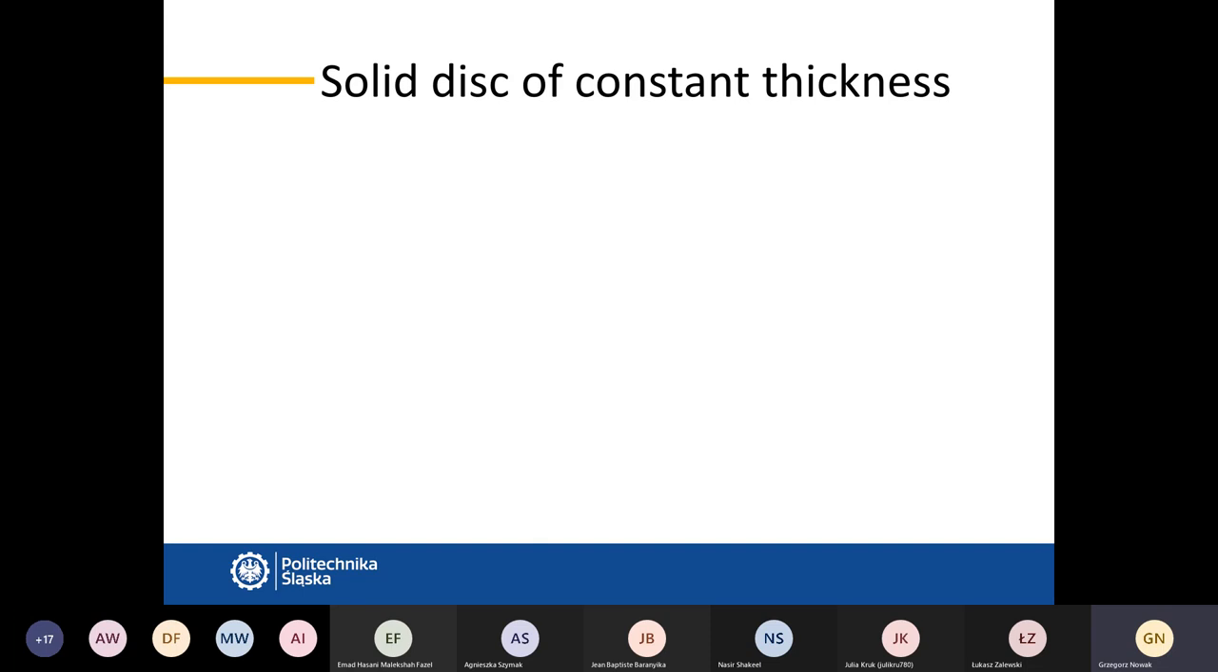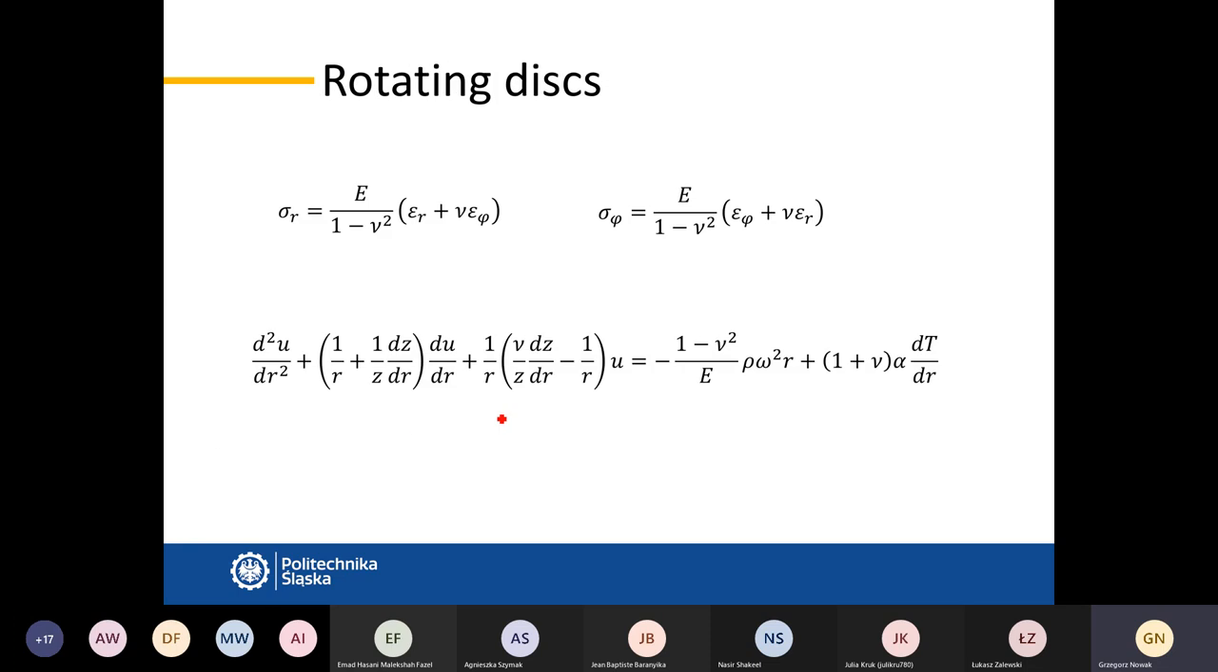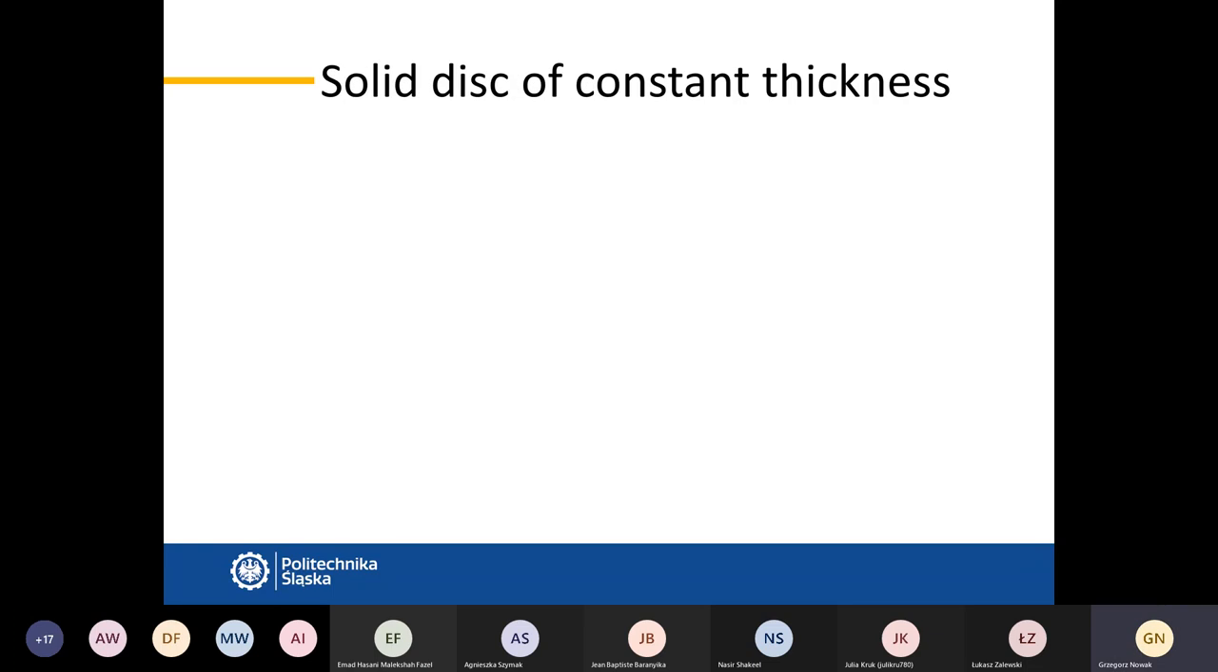Let's say we have a solid disk with constant thickness. So this is our disk. This is the axis of rotation. So the diameter is, of course, 2 radii. So the external radius is b. The thickness is h. So z equals h. If we take that this factor here on the right hand side is equal to a, because it's constant, to shorten the description a little bit, we take that a is minus (1 plus nu squared) over E, rho omega squared. So this is a factor responsible for the revolutions only.